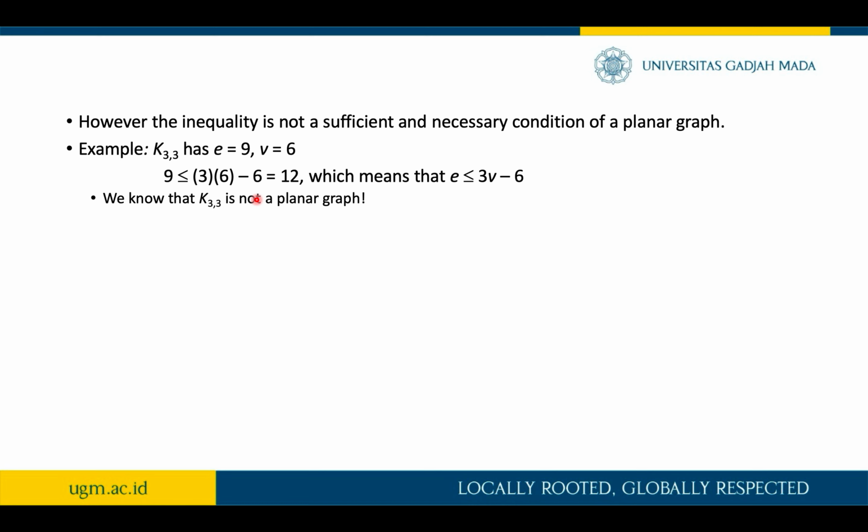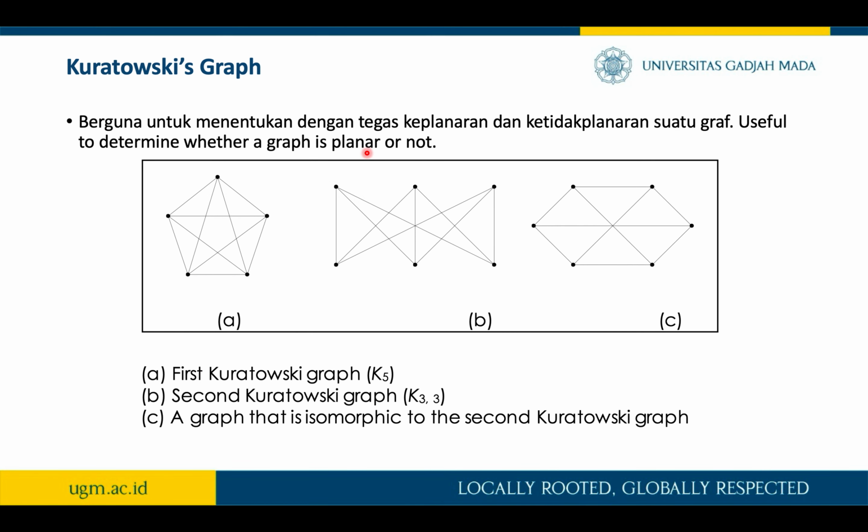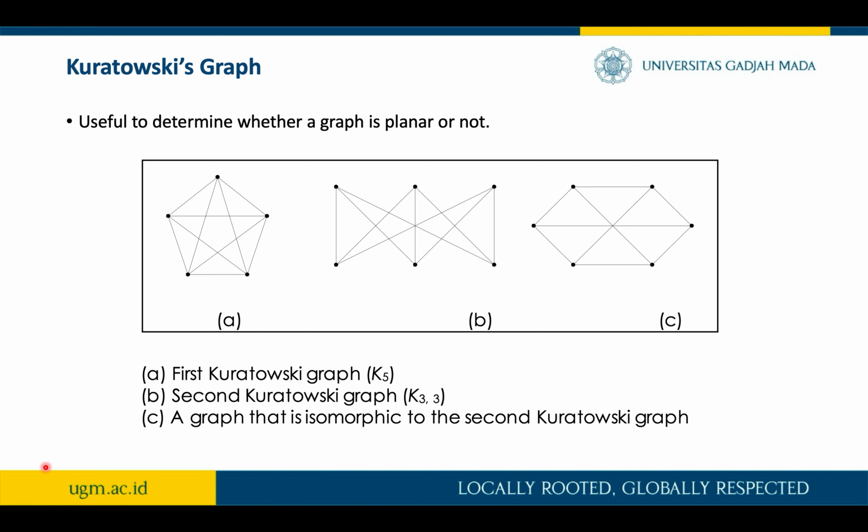I think if it doesn't satisfy Euler's inequality, then it is not a planar graph. But if it satisfies Euler's inequality, then we have to recheck whether it is a planar graph or not. So this is the one that is useful to determine whether a graph is planar or not.